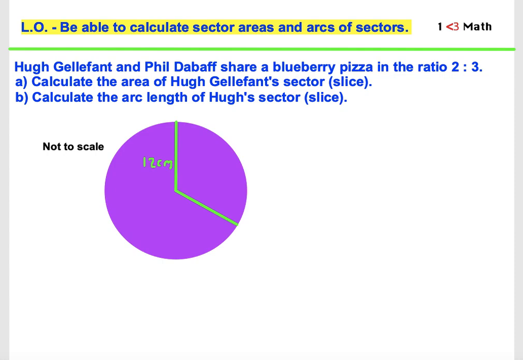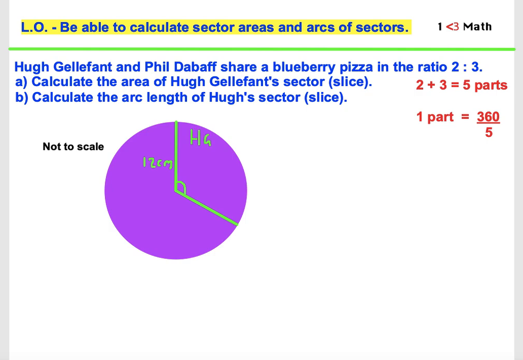So the first thing we need to do is work out the angle at the center of the circle of Hugh's sector. So we're looking at the ratio 2:3. 2:3 means that we have 5 parts in total, and therefore one part is going to be 360 divided by 5, which is 72. I'm just looking at the angle that is going to be Hugh's sector. That's going to be the smaller sector. Remember, the diagram is not drawn to scale, so you can't use a protractor to measure it.